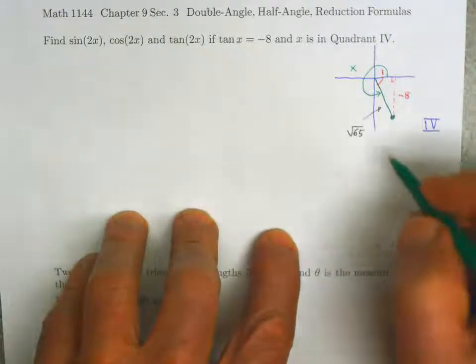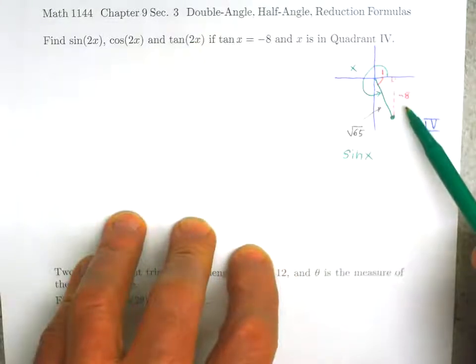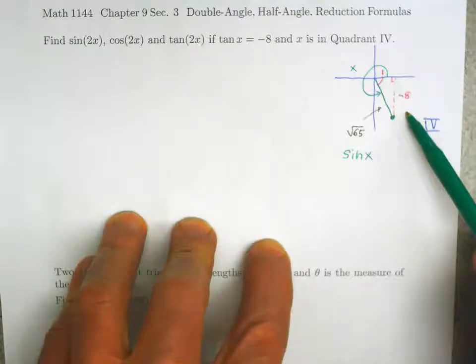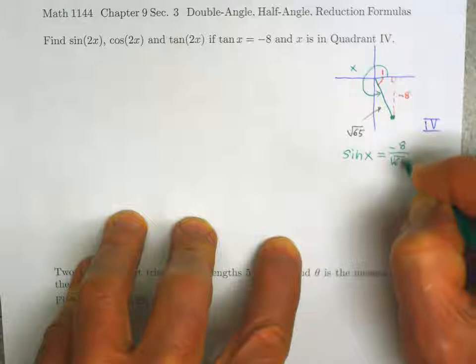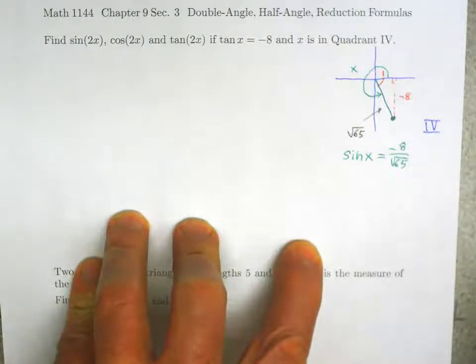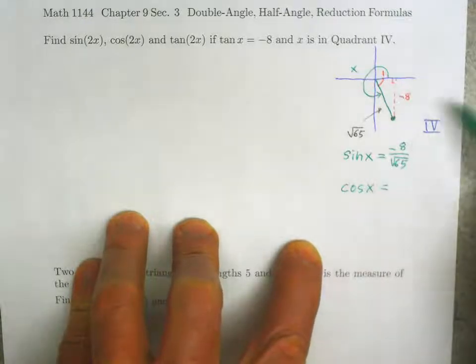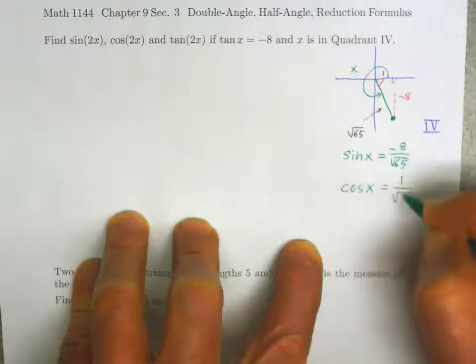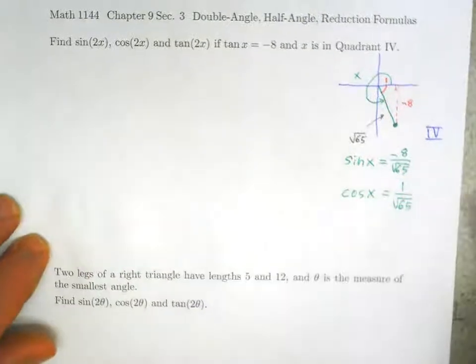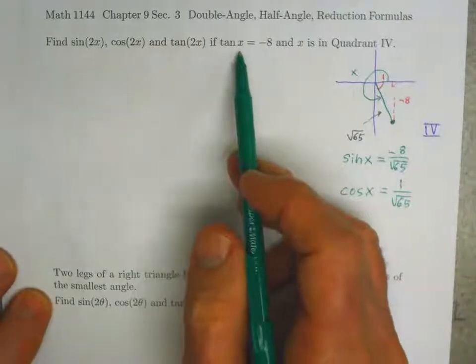Okay, so sine of x, well, sine is negative in the 4th quadrant, so sine of x is equal to -8 over the square root of 65. And cosine of x, well, if x is in the 4th quadrant, cosine is positive. So cosine of x is 1 over the square root of 65. So we need to know those quantities in addition to the fact that tangent of x is negative 8.